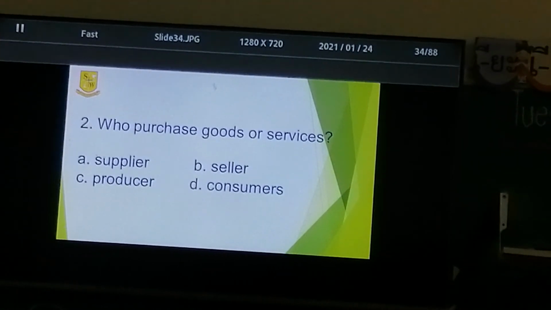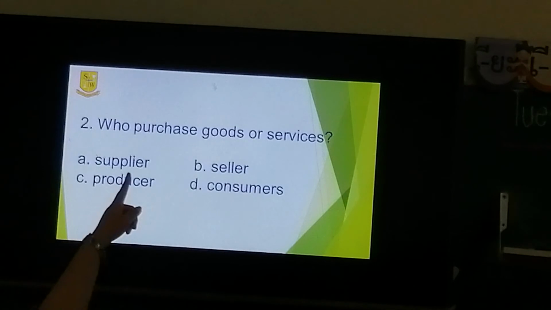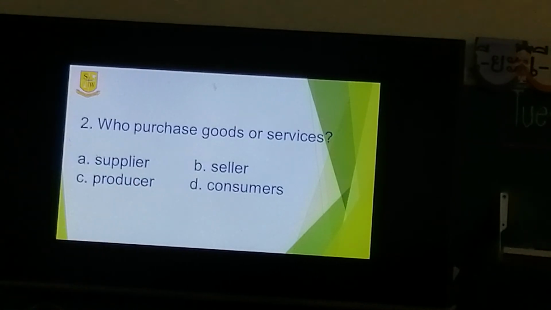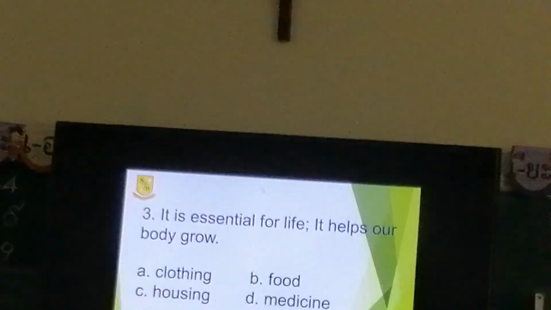Purchase goods or services. When you say purchase, it means buy. Who buys goods and services? A, supplier. B, seller. C, producer. D, consumer.